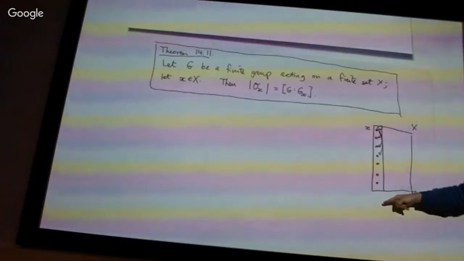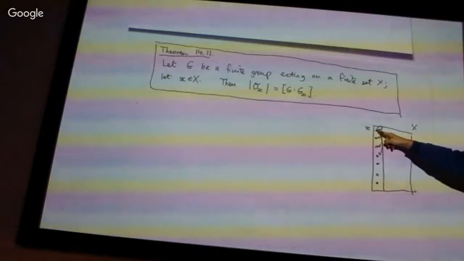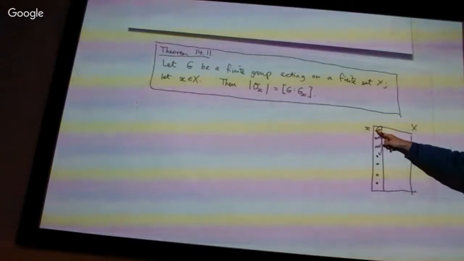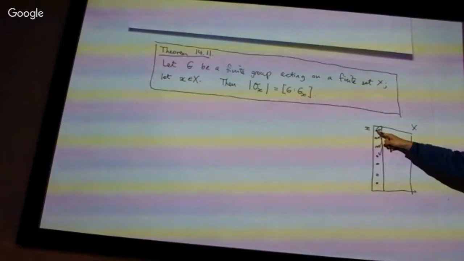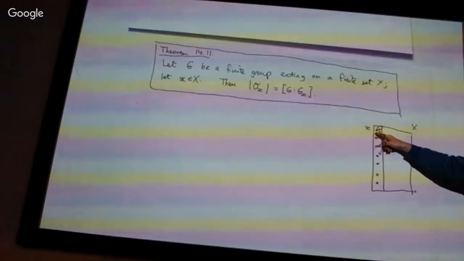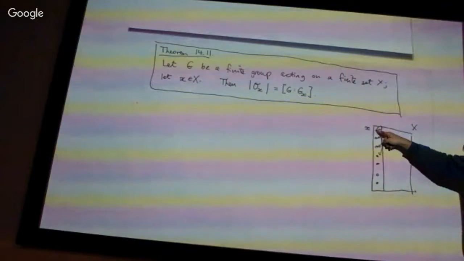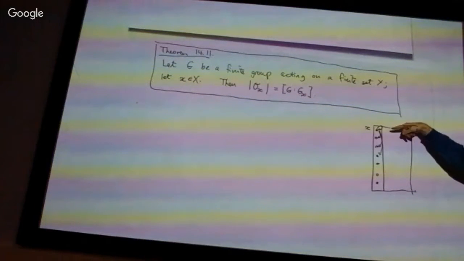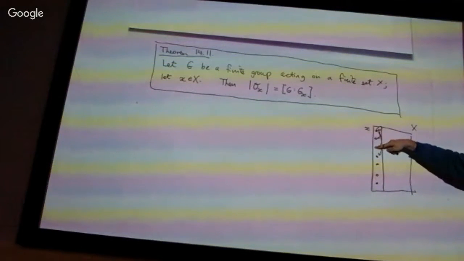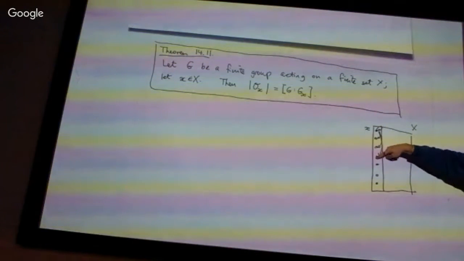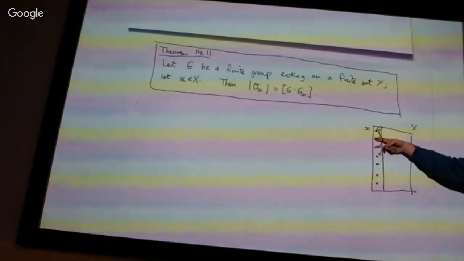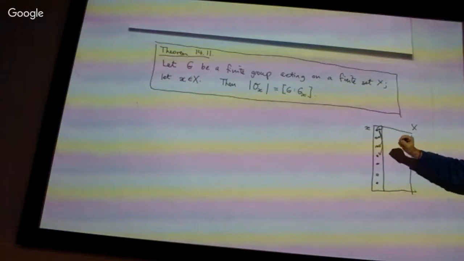Now, if the stabilizer, say, has two elements, what happens is you have two elements moving x there, and then necessarily, because it's a group, you have two elements moving to this point, and two elements moving to this point. Because if you have one element moving there, and you multiply that element with the other thing in the stabilizer, you still move it back.